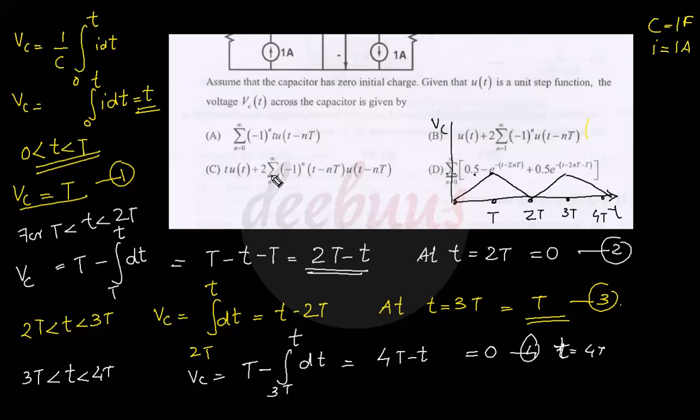Option C indicates T u(t) plus 2 times the sum from n equal to 1 to infinity of (-1) raised to n times (t minus nT) u(t minus nT). So this turns out to be the answer, because T u(t) is this function. T into u(t), and after that from t equal to T to 2T, it decays. That decaying factor is given. Again at t equal to 2T, it is again rising and again decreasing. This is alternating, with the sum from n equal to 1 to infinity of (-1) raised to n. So the answer turns out to be option C. All other options are not satisfying this wave shape.